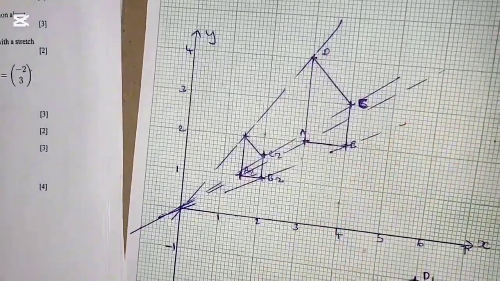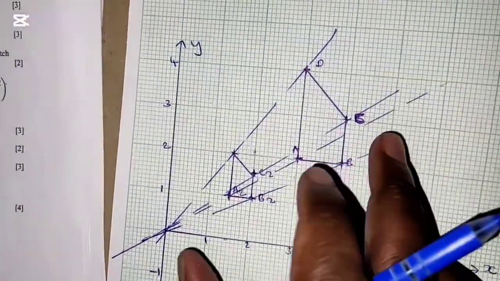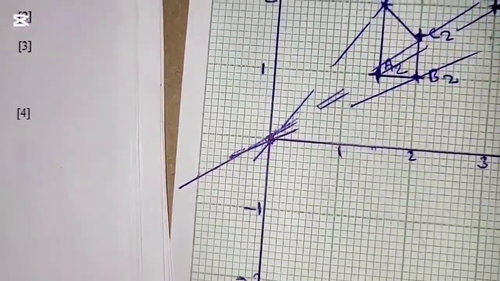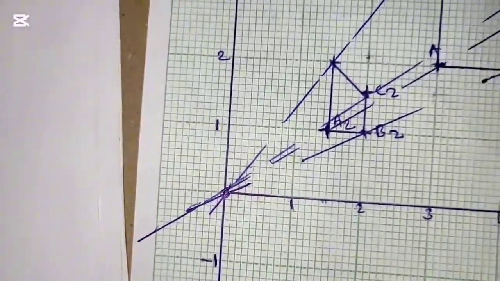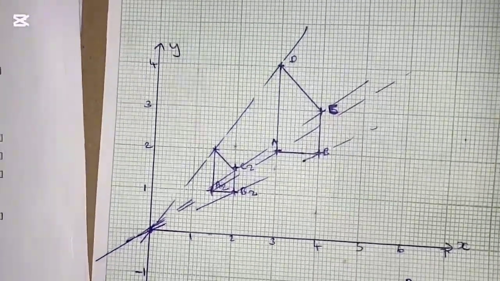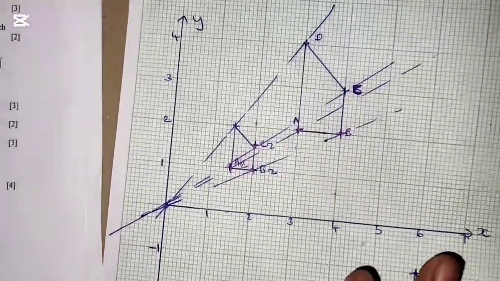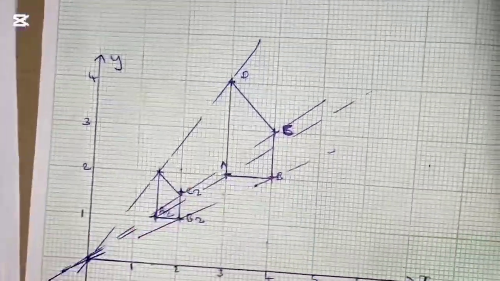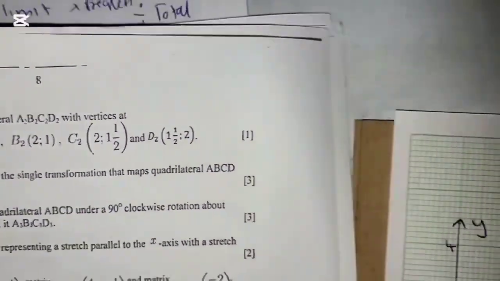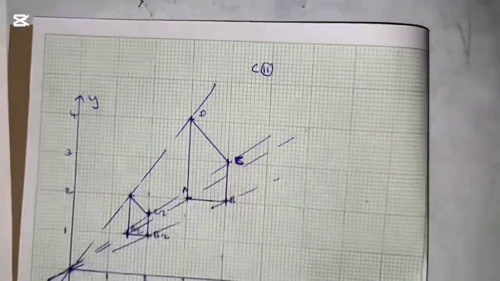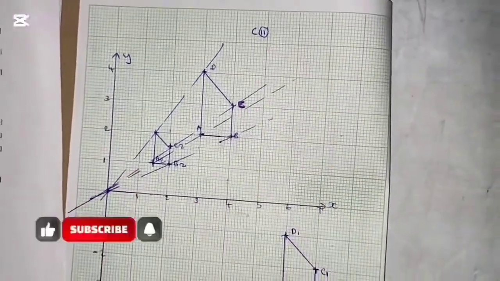As you can see, all these corresponding points are meeting at one common place, which is 0, 0. So this one is enlargement. Because if you join corresponding points and they meet at one common point, that point is the center of enlargement. So we're going to describe it in part C item 2. Remember, all the working should be on the same graph paper.